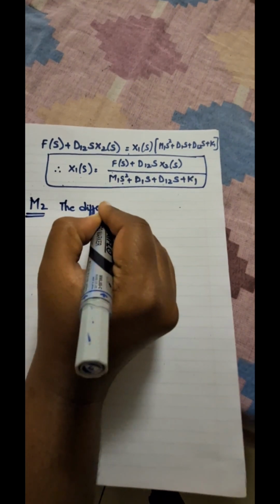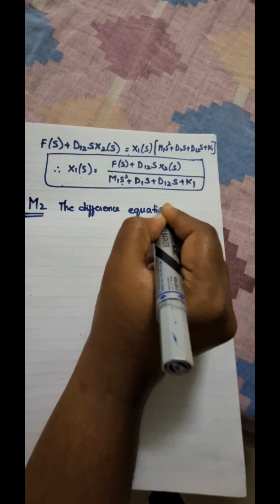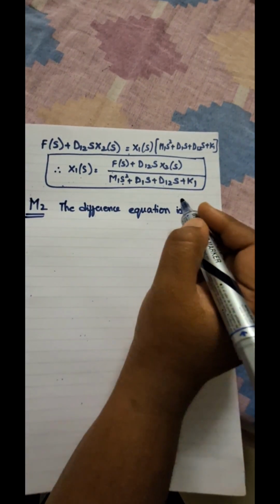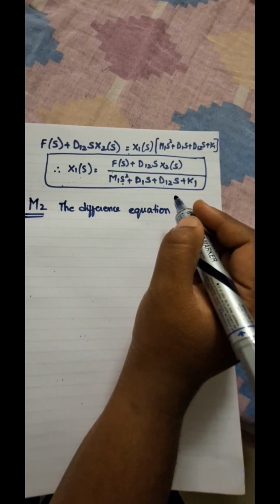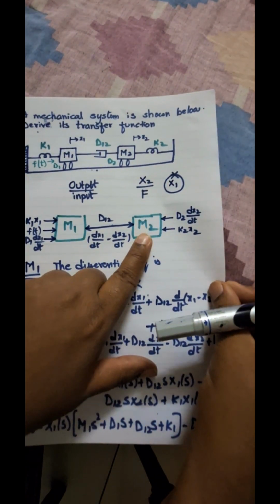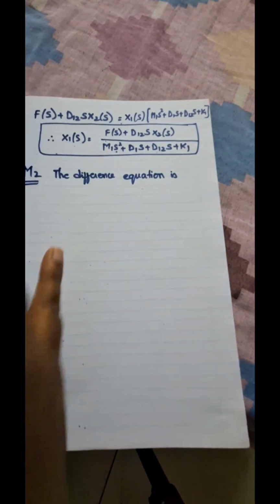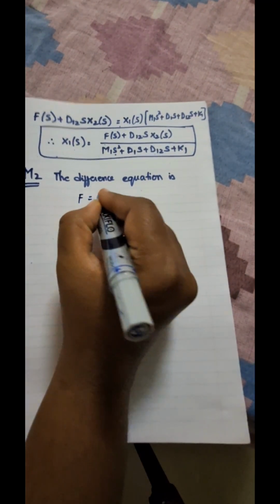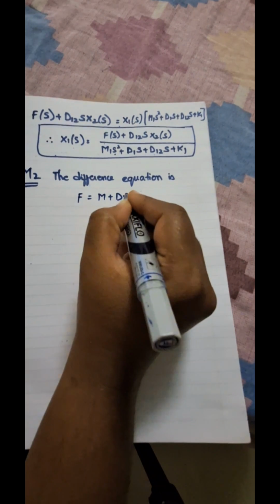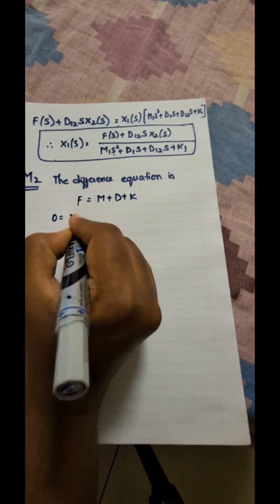For mass 2, what is our difference equation? Mass 2 is having d1 to d2 k. There is no f. So usually f is equals to m plus d plus k. There is no f. So 0 is equals to m, here m2.